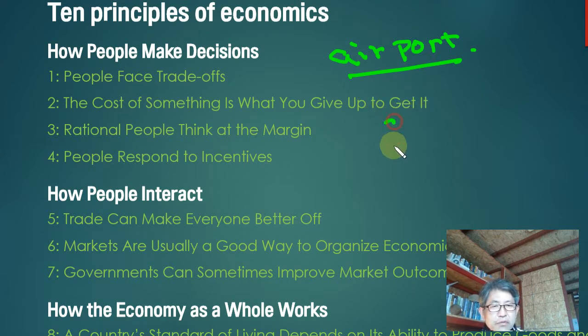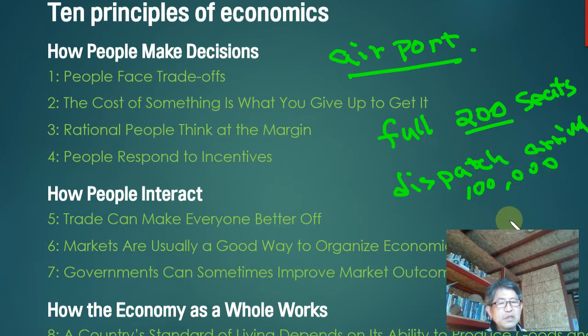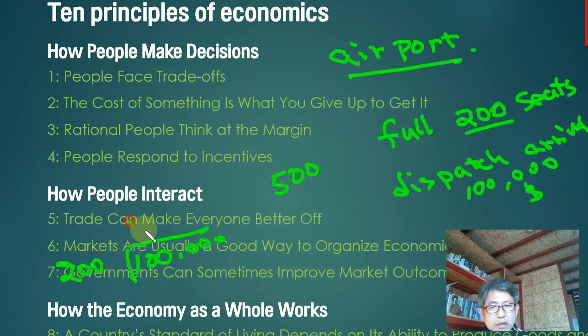Okay, the full seats to accommodate, for example, 200 seats as full. This is the availability of the airplane. And the cost for this airplane from dispatch to arrival is $100,000. Then each seat should pay 500 because it can be divided, right? Per person, per one seat, at least it should be 500.